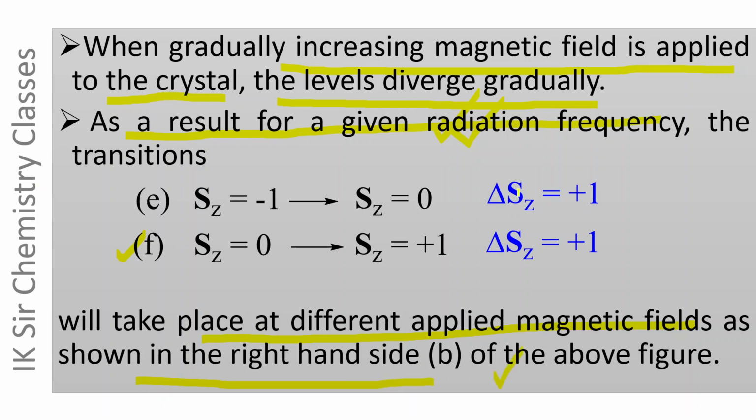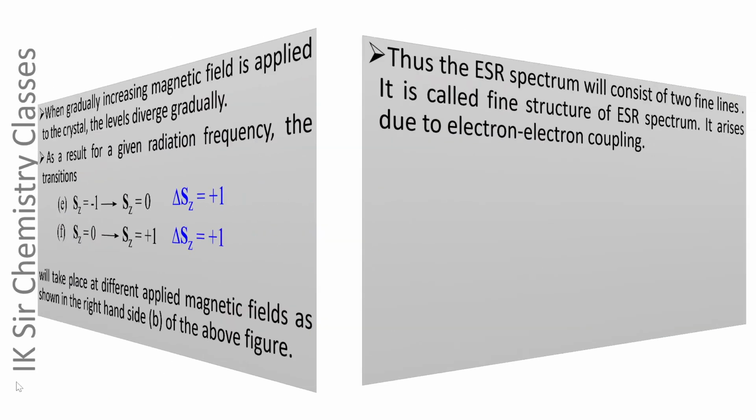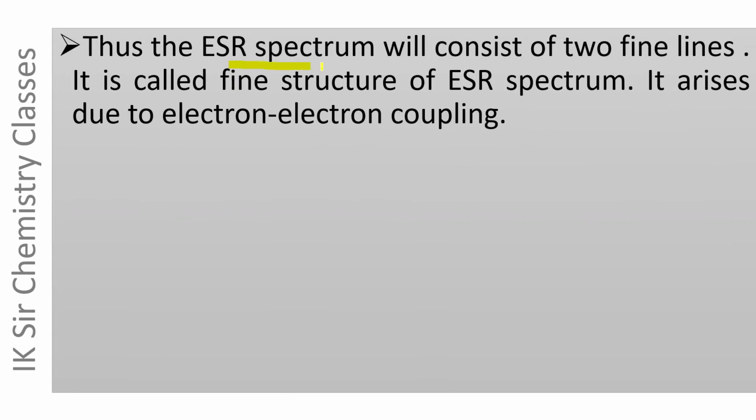These two transitions involving delta Sz equals +1 will take place at different applied magnetic fields for the given amount of energy of microwave radiation. Thus, the ESR spectrum will consist of two lines, two fine lines. It is called fine structure, not hyperfine structure of the ESR spectrum.